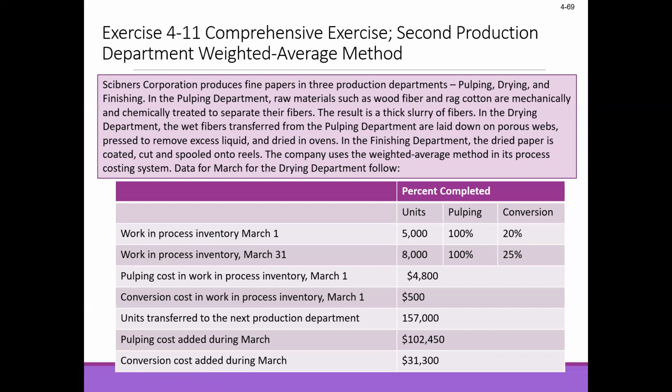In the drying department, those wet fibers transferred from the pulping department are laid down on porous webs, pressed to remove excess liquid, and dried in ovens. Then in the finishing department, the dried paper is coated, cut, and spooled onto reels.